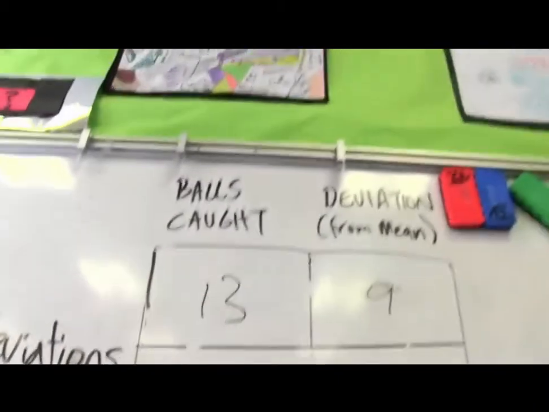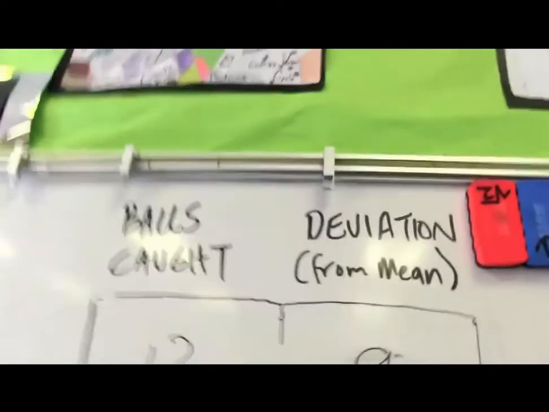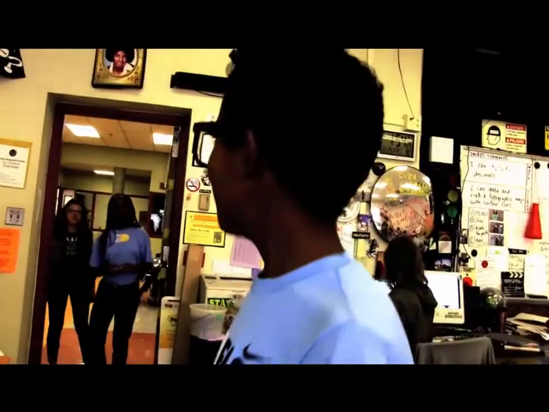Look at all these numbers. What do they do with them? Well, they made a table, and this is the balls caught, this section, and then this is the deviation, how far away they are from the mean. I wonder what the average deviation is. Well, let's find out. Ladies, can you help us out, please?